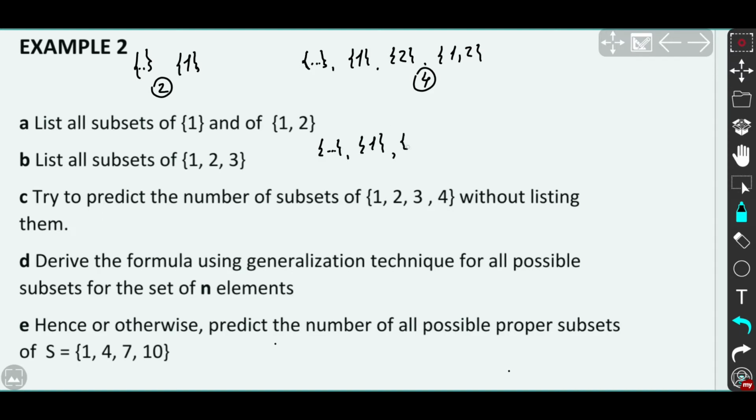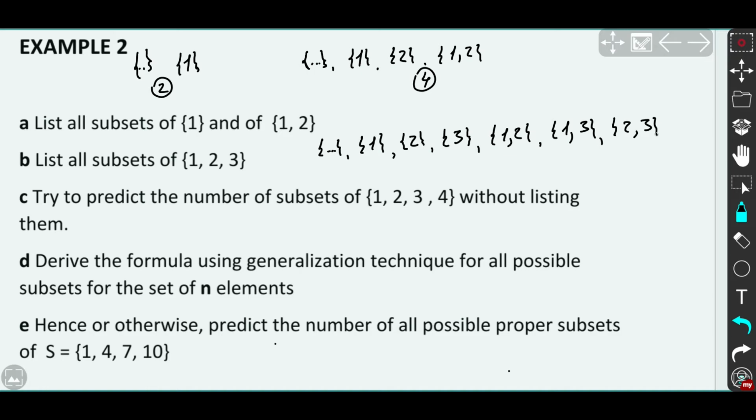Next, the subsets containing only one single element, 3. Now let's consider subsets containing 2 elements. So that might be 1 and 2. This might be 1 and 3. This might be 2 and 3.